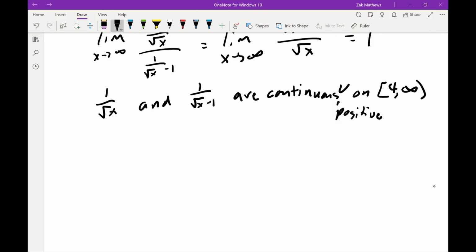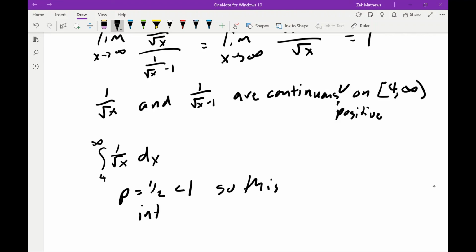So I'm going to look at the integral from 4 to infinity of 1 over the square root of x dx. Using that same p test that we dealt with a second ago, this is an example where p is equal to 1/2, which is less than 1, which tells us this integral must be divergent.